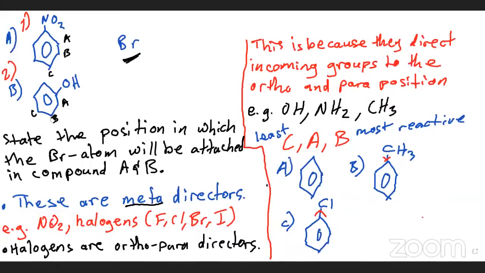You will have almost equal amounts going in the ortho and para position, not on the same compound, but on separate ones. The OH is an activating group. That means you should know where you have to put the bromine.